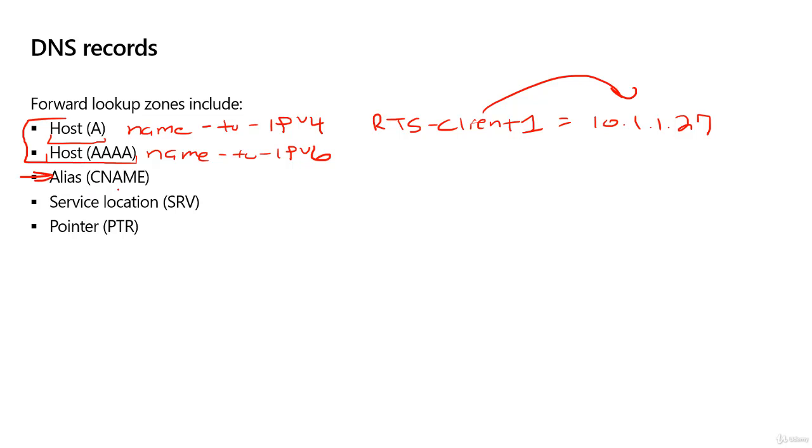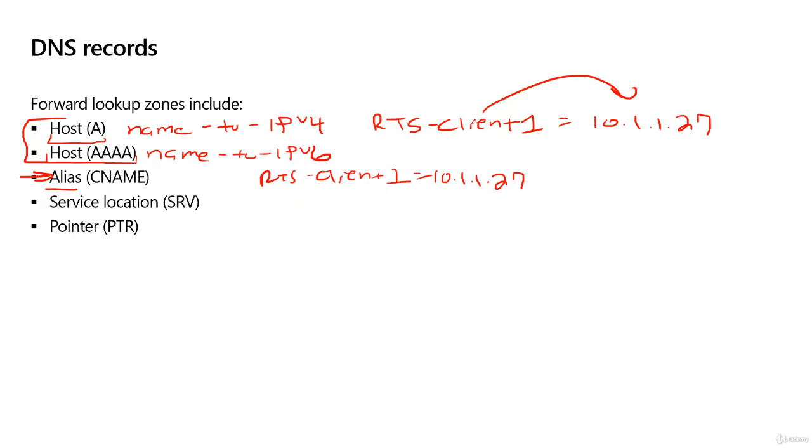I also have an alias. Now, this is sometimes called a CNAME, but more often than not, you'll hear people call it an alias. An alias is actually a made-up name. For example, if I do have my host record for RTS client 1, and that equals 10.11.27, like we just said.